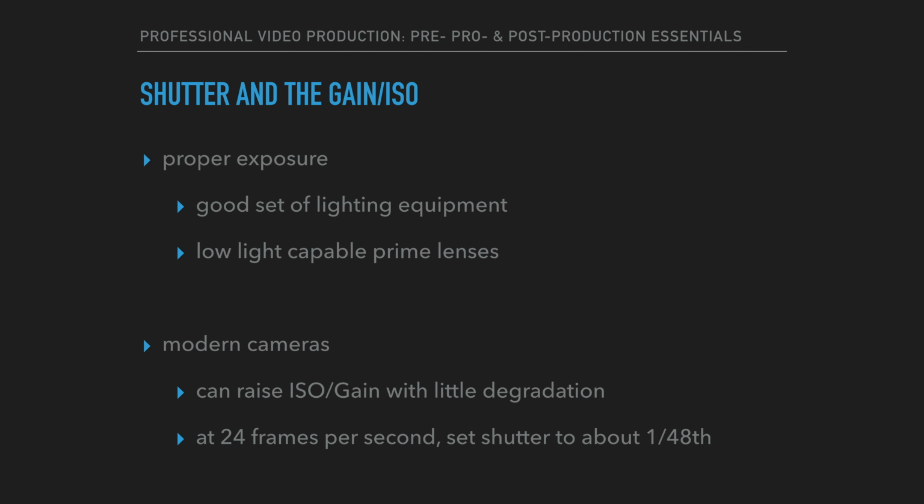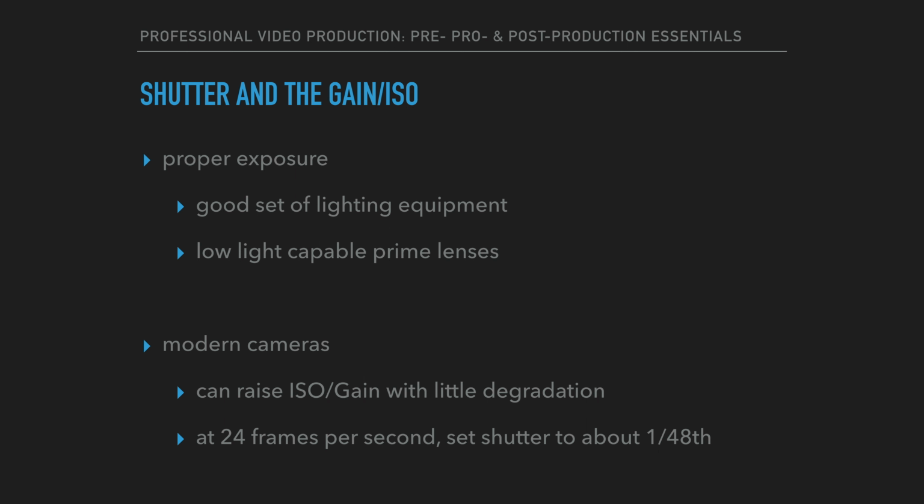I also want to discuss a little bit about the shutter and the gain. I've shot short form and long form independent films, and most of the time, my photographer or I didn't find it necessary to alter the shutter speed or modify the gain. These settings, I think, are the last resort settings. You should be able to achieve proper exposure under most circumstances with a good set of lighting equipment and high performance, low light capable prime lenses.